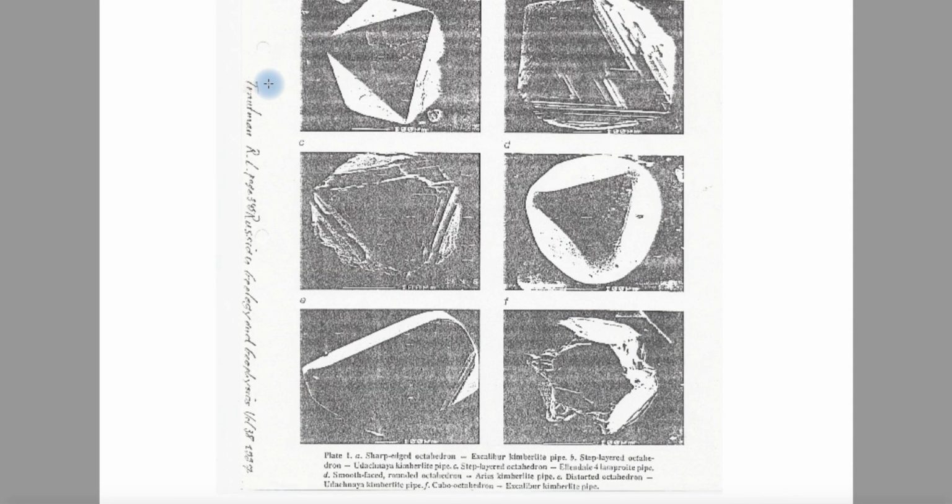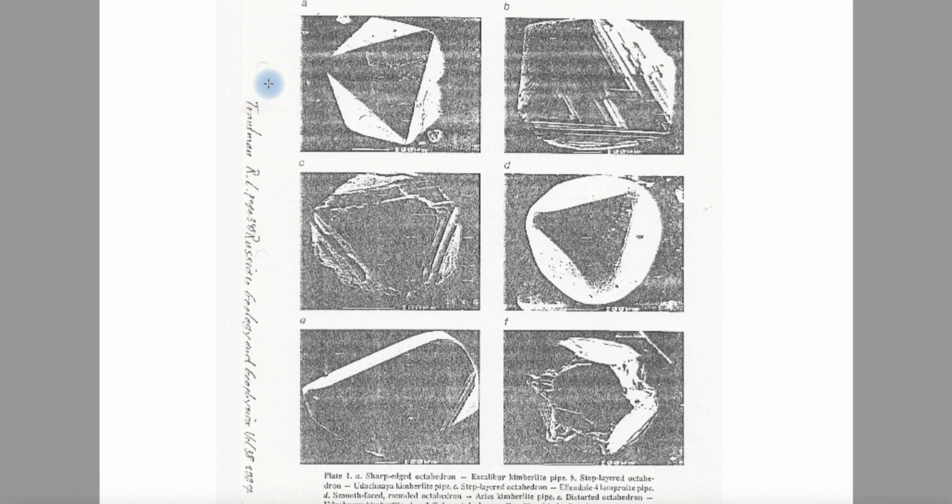Here we have something of the shape of the diamonds. We have then sharp-edged octahedrons from the Excalibur kimberlite pipe, step-layered octahedrons from the Russian kimberlite pipe, and then step-layered octahedrons from Ellendale. So these are just the different shapes of the different diamonds. Just go through.